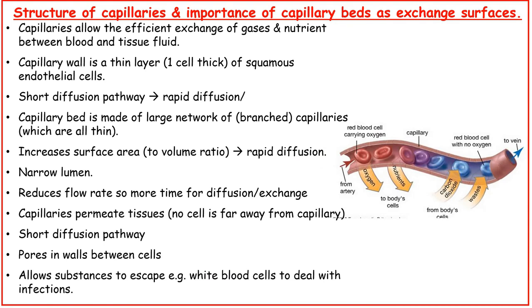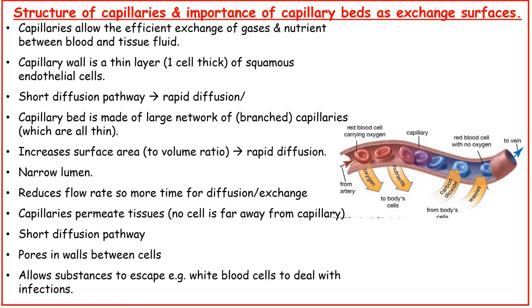Structure of capillaries and importance of capillary beds at exchange surfaces. Capillaries allow the efficient exchange of gases and nutrients between blood and tissue fluid. The capillary wall is a thin layer, only one cell thick, of squamous endothelial cells. They have a short diffusion pathway for rapid diffusion.